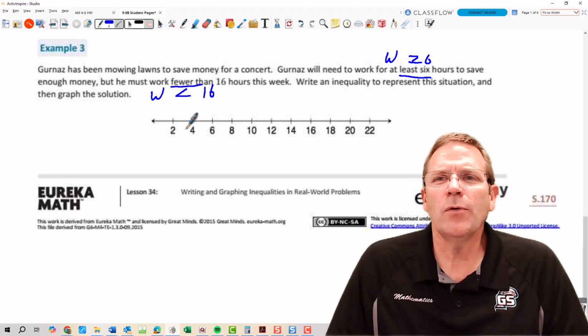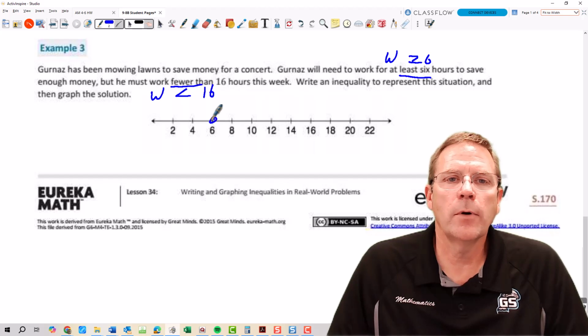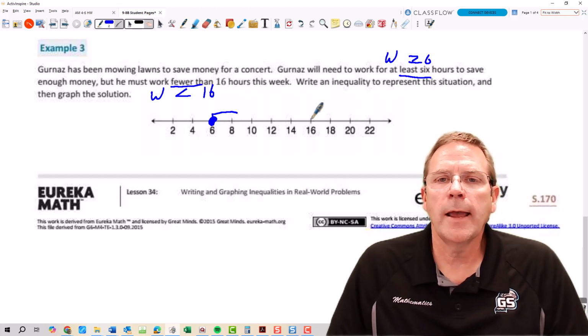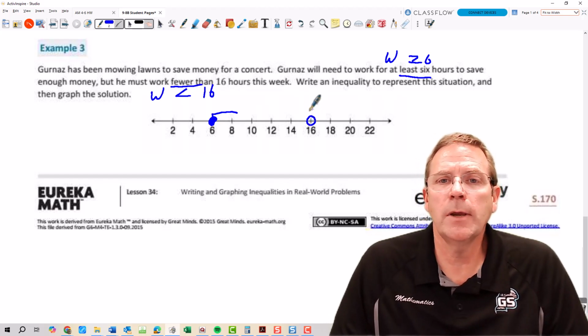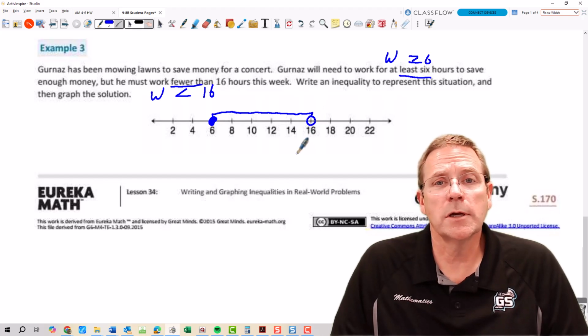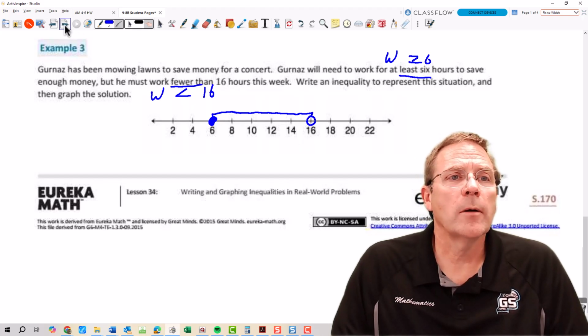So what's this going to look like when we graph it? Here we got an or equal to for the greater than, so we're going to put a solid circle on that, and we know that we got an arrow going this way. But we also know that he has to work less than, but not including, 16 hours. That's going to be an open circle. So anywhere in between greater than or equal to 6 and less than 16 is what your solution is going to be. That one was actually pretty tough, wasn't it? Let's take a look at the next problem.